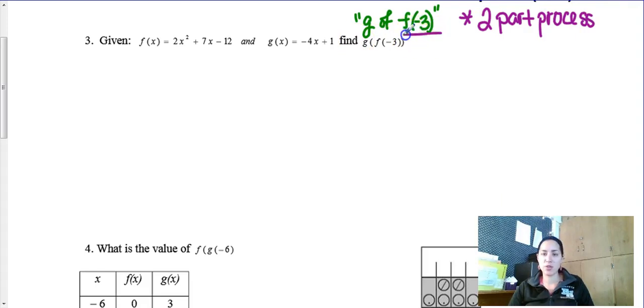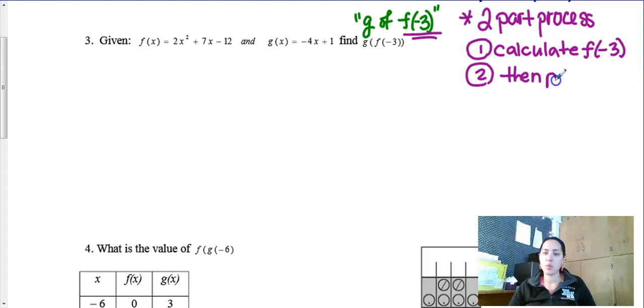Because we can actually do this. Like if this just said g of f of x, there's nothing you can do with that. But that's not what it says. It says g of f of negative 3. I can actually calculate that. So ones like this, we're actually going to start from the inside out. What I mean by that is, step 1, calculate f of negative 3. We're going to do that first.